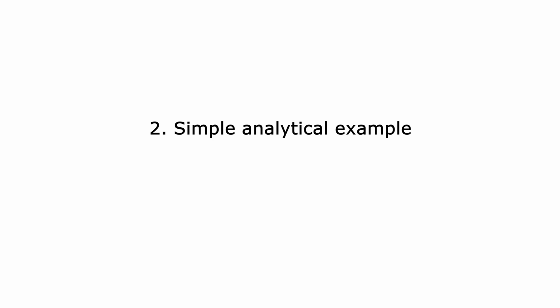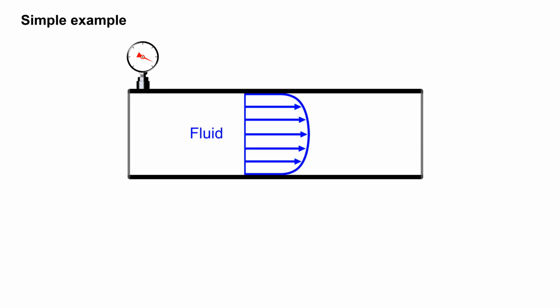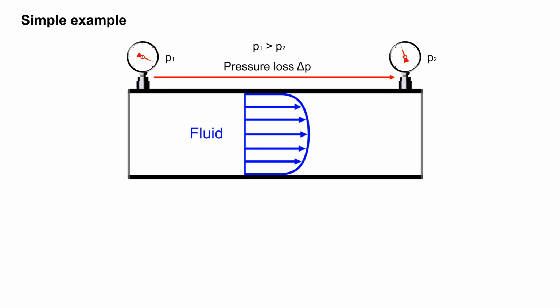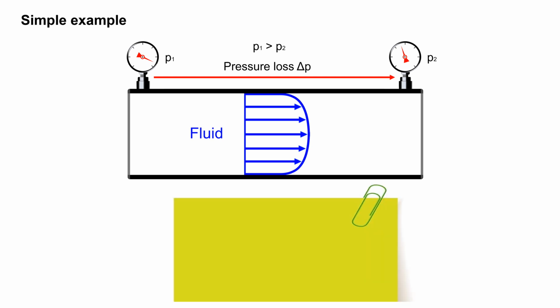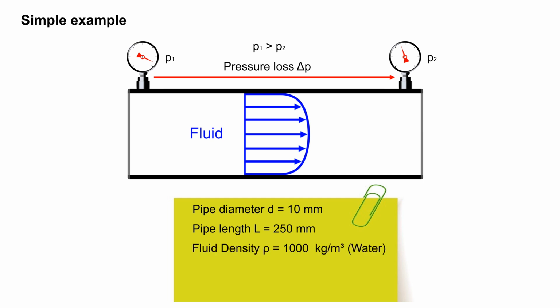simple analytical example. I am an absolute beginner in CFD analysis. I need some checks. Analytical example: a simple pipe with flowing fluid. There is a pressure loss between 2 points in the fluid. Pressure 1 is bigger than pressure 2. Example data: pipe diameter, pipe length, fluid density, dynamic viscosity and volume flow 5 cubic meters per hour.